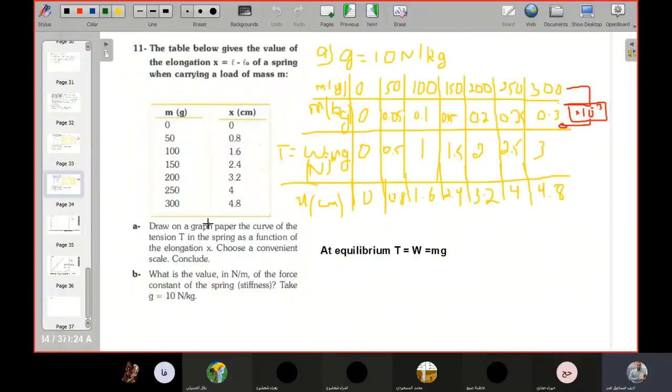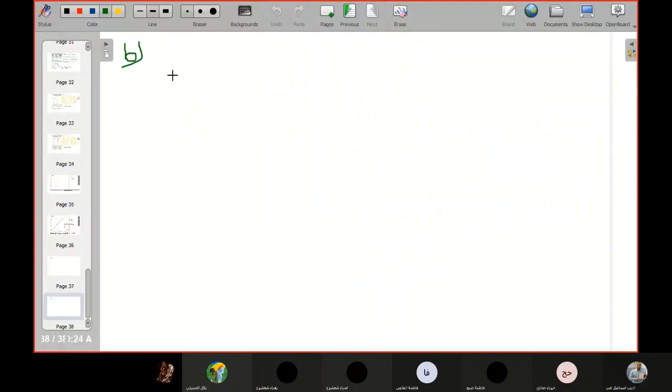We are going to continue the exercises of the equilibrium chapter. In part B, what is the value in Newton per meter of the force constant of the spring? Take g equal 10 Newton per kilogram. We have started with Mariam. How? Give me the formula of Hooke's law.